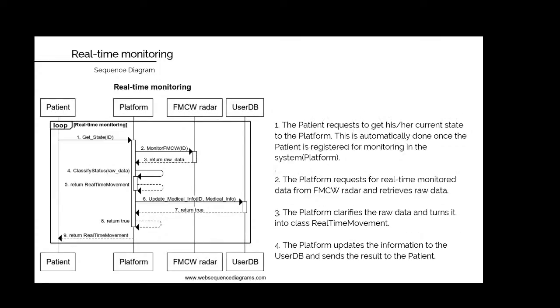Last but not least, this is a sequence diagram for real-time monitoring. The patient requests to get his or her current state from the platform. This is automatically done once the patient is registered for monitoring in the system, which is the platform. The platform requests real-time monitoring data from FMCW radar and retrieves raw data. The platform classifies the raw data and turns it into a class of real-time movement. The platform updates the information to the user database and sends the result to the patient.